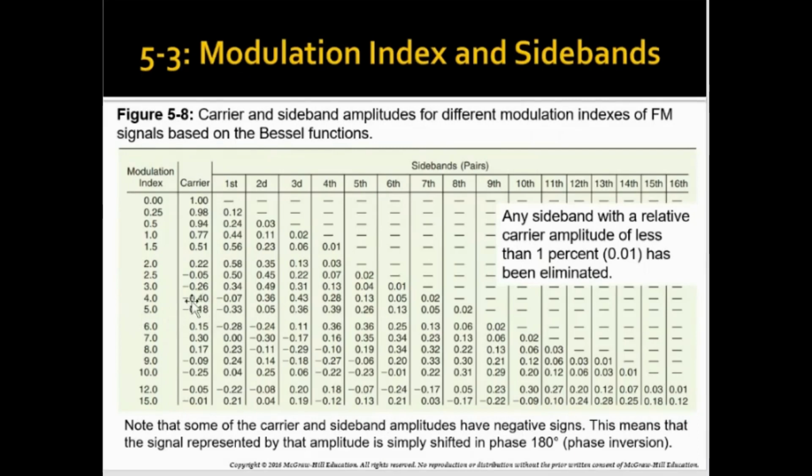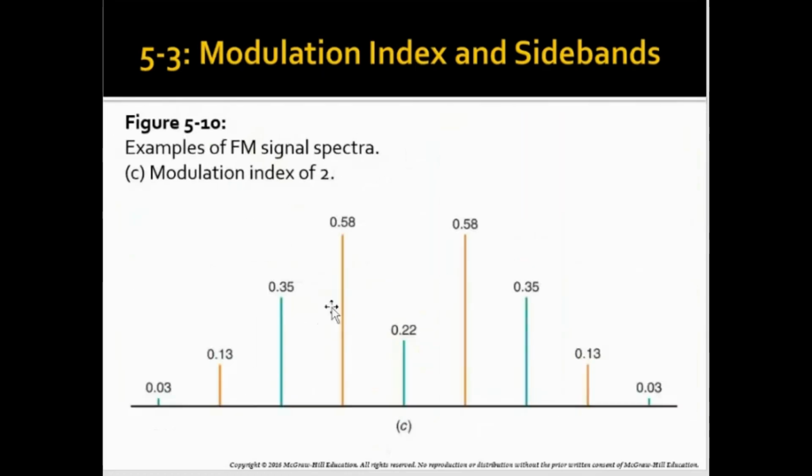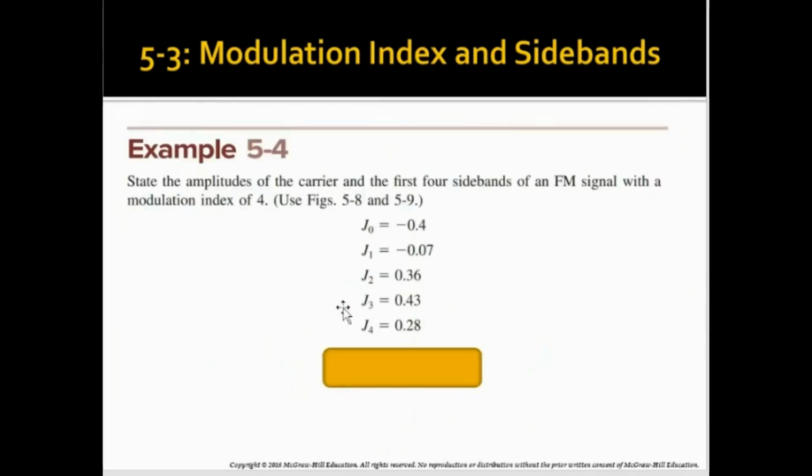the carrier amplitude is minus 0.4, and the first 4 sidebands are 0.07, minus 0.07, 0.36, 0.43, and number 4 is 0.28. So this is what we have here, which we can find from the table.